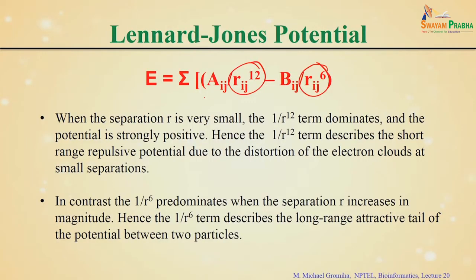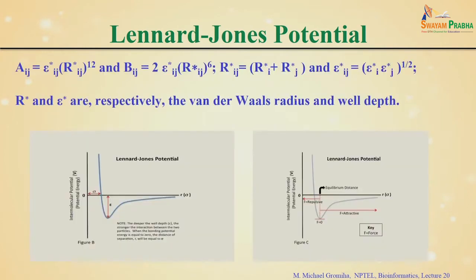Here we have two constants, Aij and Bij. These Aij and Bij depend upon the van der Waals radius and the well depth. What is the van der Waals radius and van der Waals well depth? As we discussed, it is a combination of attractive and repulsive forces, so we get a graph like this. You can see that this is the depth, from the equilibrium distance. So you get the well depth.